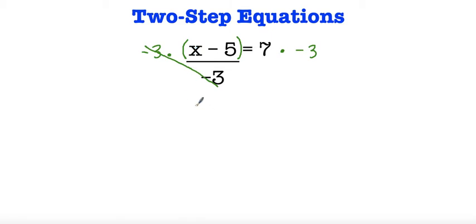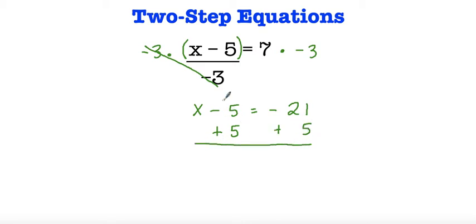So here on the left side, I'm left with x minus 5 is equal to, and now we have 7 times negative 3, which is negative 21. So x minus 5 is equal to negative 21. And so in order to isolate our x, we just have to get rid of this minus 5. And we could do the opposite, which is plus 5. And so these two cancel out, they equal 0.